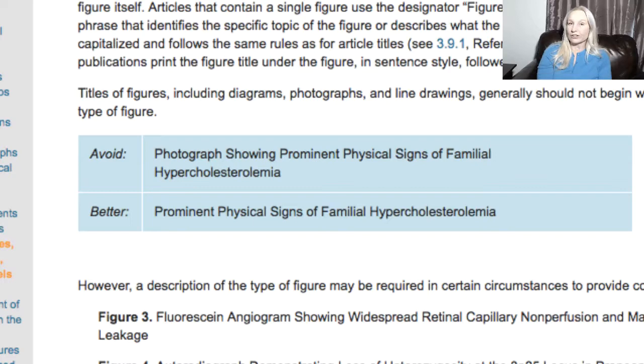Titles of figures should not begin with a phrase identifying the type of figure. So you would not say a photograph of XYZ, you would simply say XYZ. Although a description of the type of figure may be required in certain circumstances to avoid confusion and to add clarity, so you might say multi-slice CT angiography or something, whatever is needed.